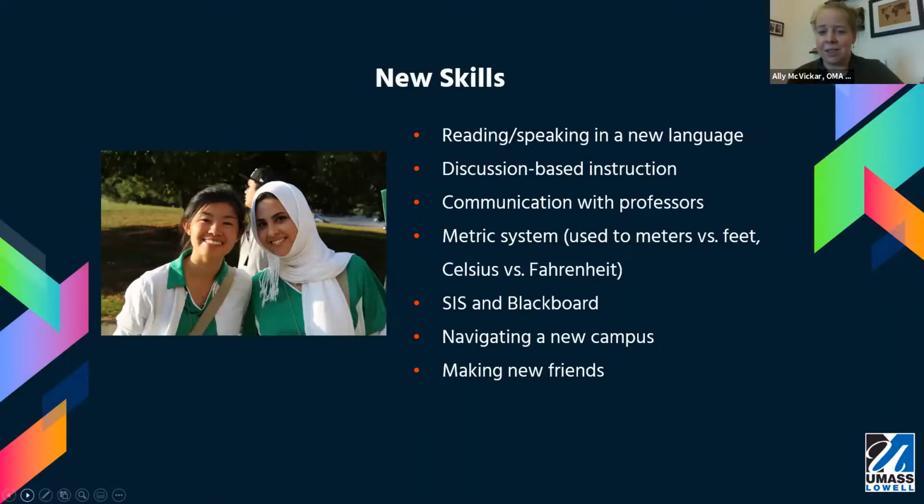So in addition to all of that, they're also navigating these new skills, right? Reading and speaking in a new language, this new discussion-based instruction, the way they communicate with professors is probably a lot more informal than what they're used to. A new metric system, right? For whatever reason, the US and maybe a few other countries are in that Fahrenheit and feet system, and they use meters and Celsius. And so just keep that in mind as you're talking about the weather and things like that. SIS and Blackboard, navigating a new campus, making new friends. There's so many new skills that they are trying to accomplish all at once.